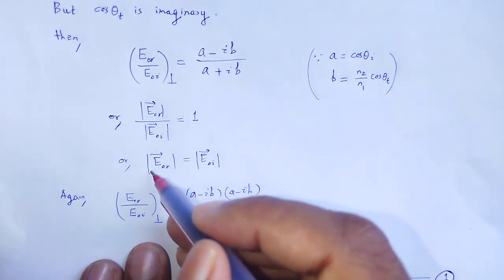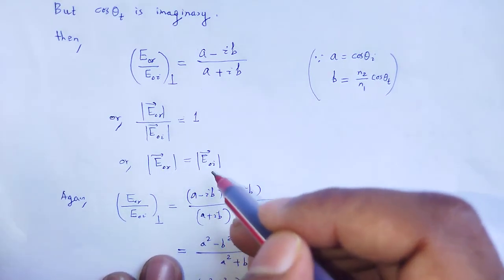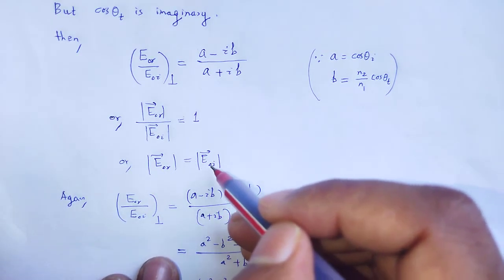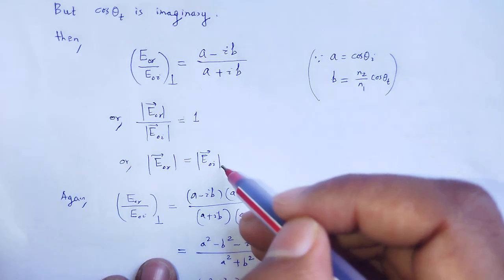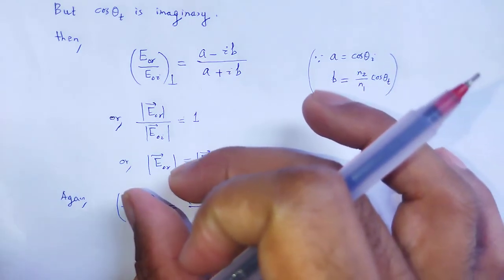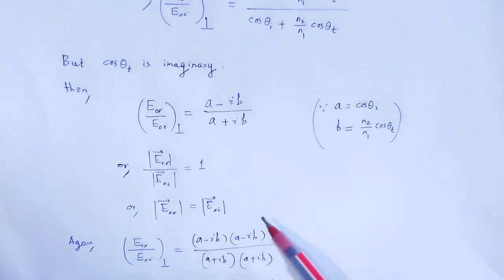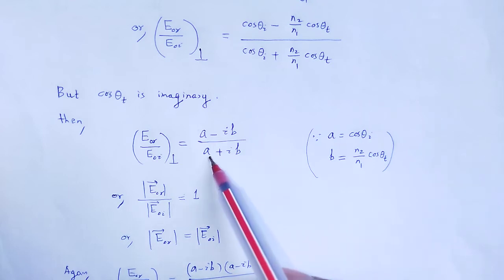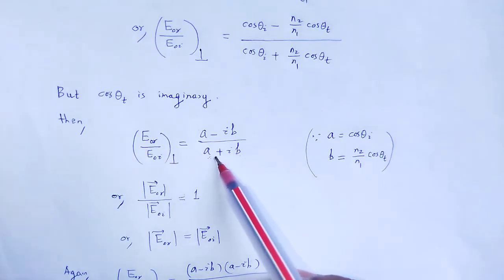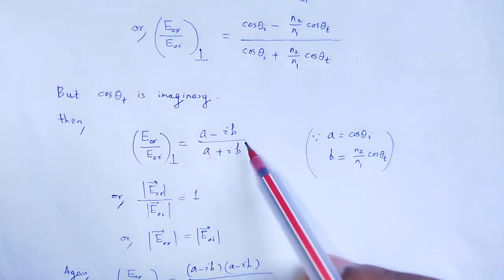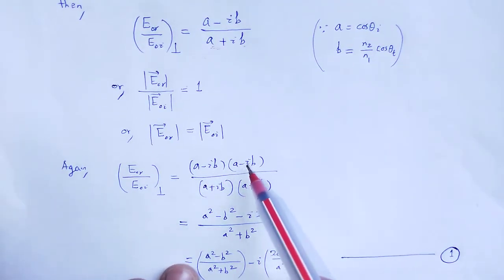Therefore, the magnitude of the reflected electromagnetic wave amplitude is the same as the magnitude of the incident electric field amplitude. The magnitudes of the amplitudes are the same. Next, in the denominator there will be a complex term. To avoid that complex term, we have to multiply by the conjugate in both numerator and denominator.